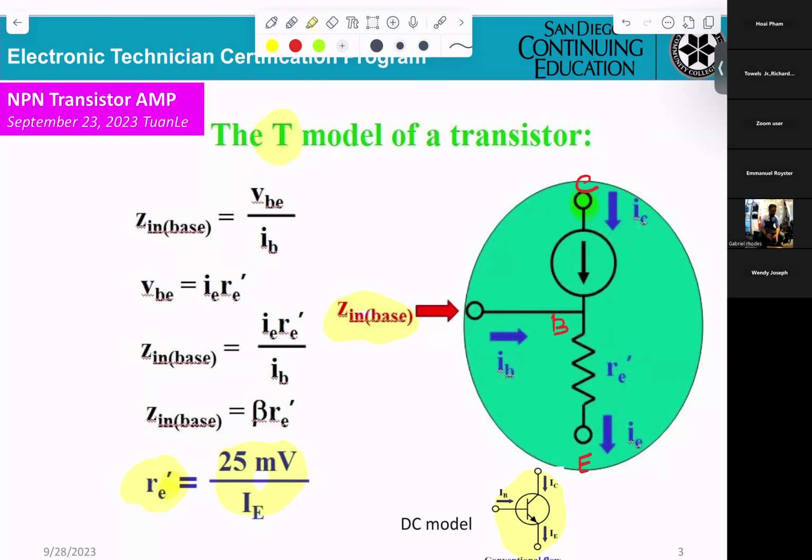That is telling you the difference between DC and AC. For DC, from base to the emitter, you get a diode, 0.7 volt. However, for AC, from the base to the emitter, you get resistance r prime e. And that resistance is calculated by 25 millivolt divided by IE. Okay?